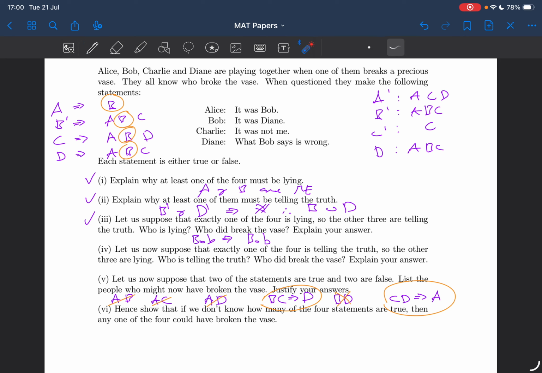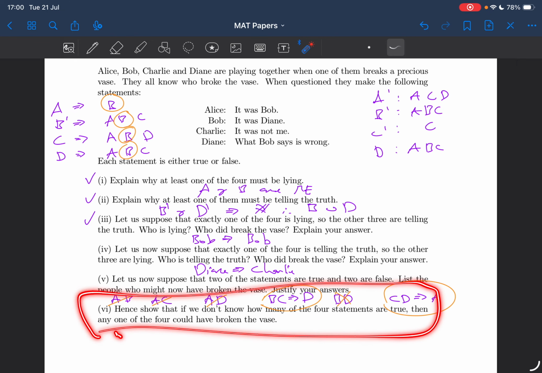So in this case, Charlie is relevant in all of them. So it would be that Diane gives us Charlie. So slightly different. Well, very different, isn't it? And now we have all four outcomes. So we can see, hence show that if we don't know how many of the four statements are true, then any one of the four could have been broken.